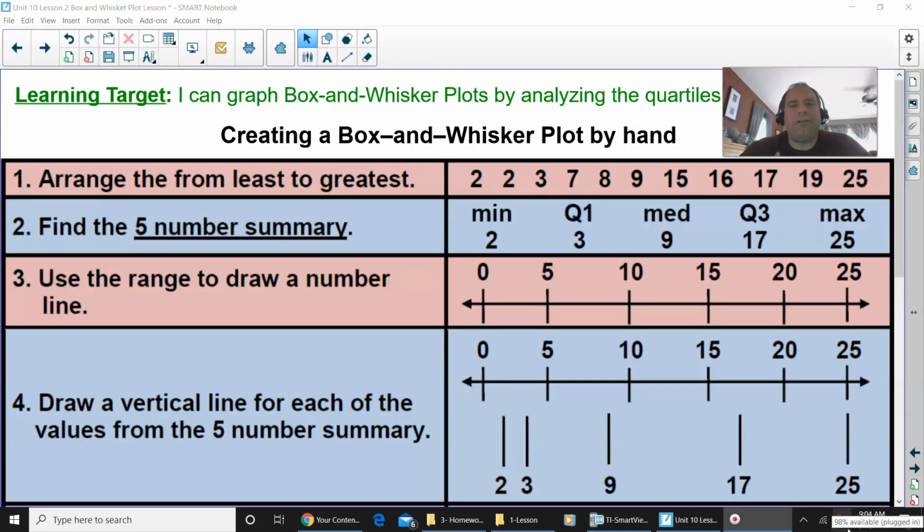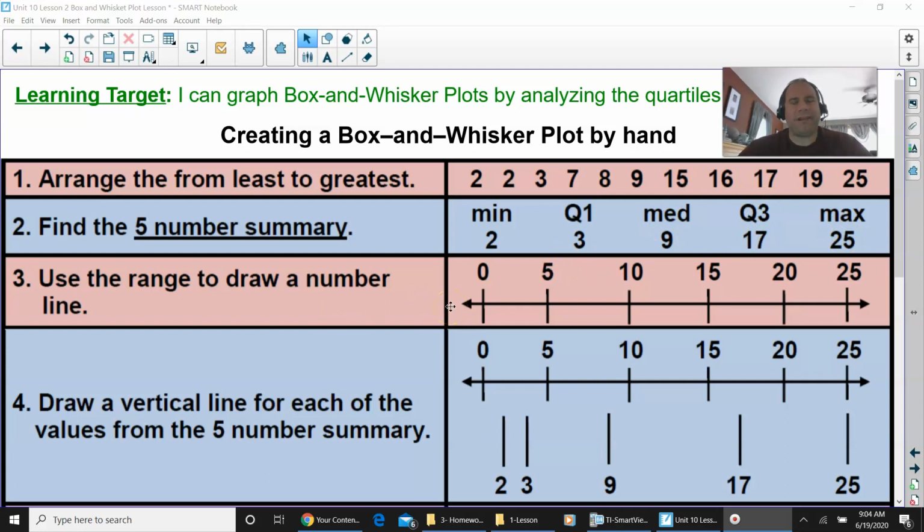Okay, how do we create a box and whisker plot by hand? We did it a little bit. We're going to go over it again. Arrange the numbers from least to greatest, or you could just put the numbers into the calculator and have the calculator arrange it for you. Once you have them from least to greatest, you can find the 5-number summary. And the 5-number summary is very, very important: min, Q1, median, which is Q2, Q3, and max.